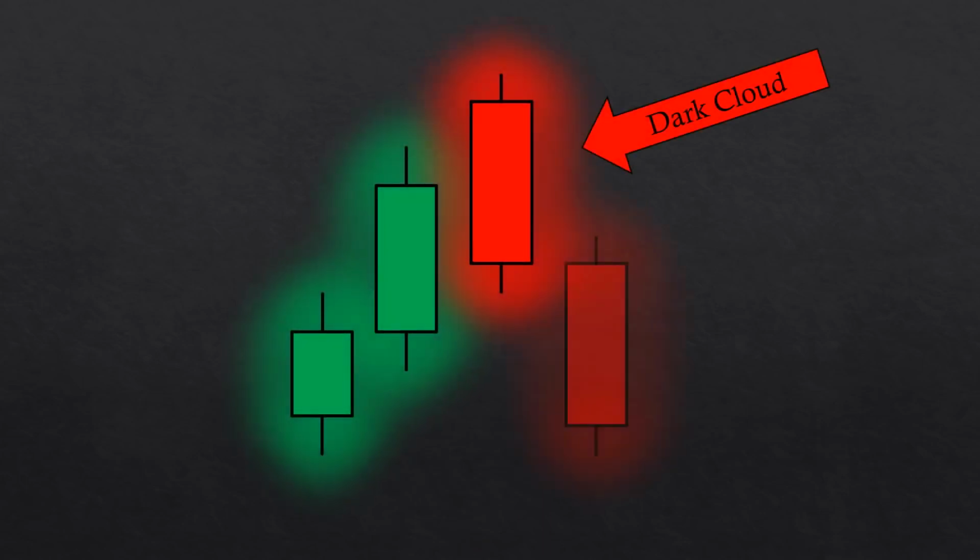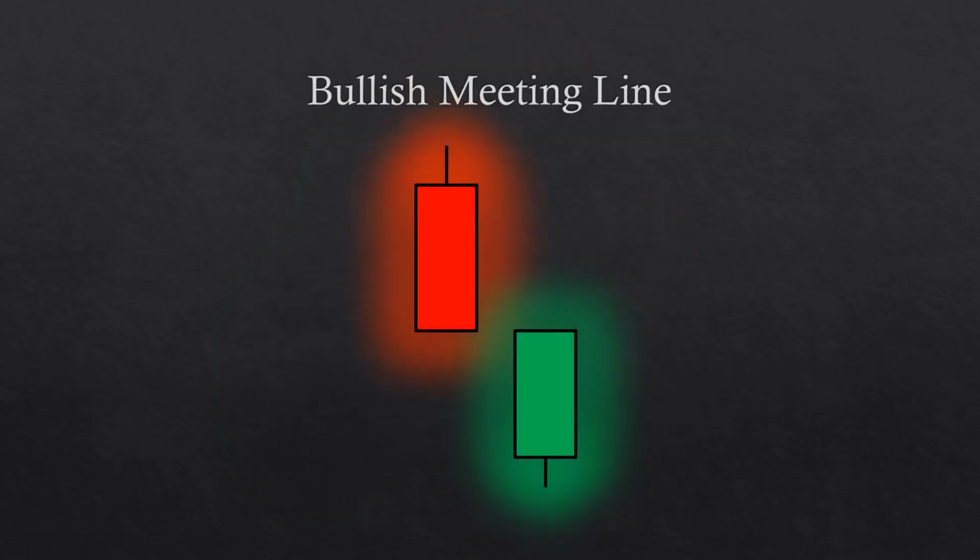The dark cloud will appear when price is going up to signal a reversal to the downside. The next two complex reversal patterns we are going to study are similar to the piercing line and the dark cloud, but they are slightly weaker signals in a way. The first pattern is called bullish meeting line, which is similar to the piercing line since it's a bullish reversal pattern, but it's a weaker signal.